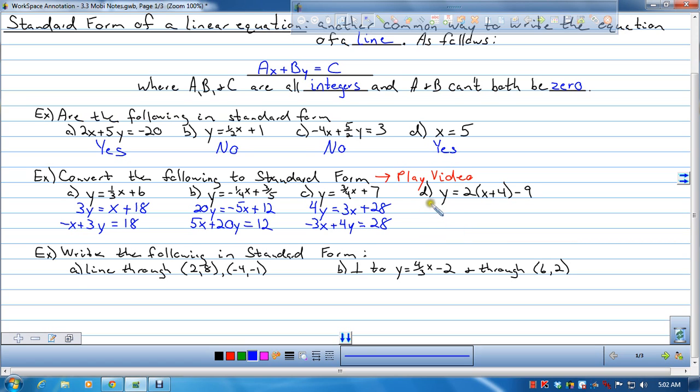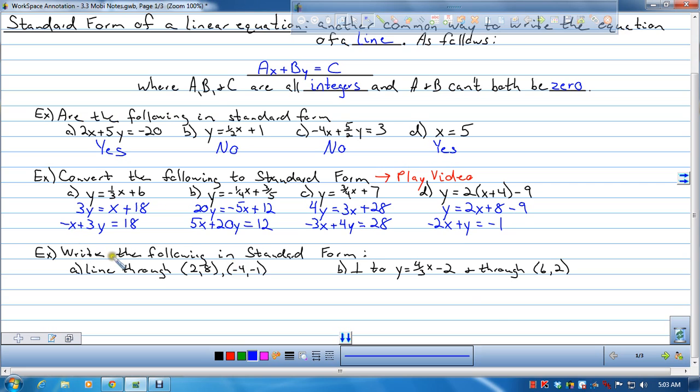and I'm still done. So hopefully you would recognize that the first thing I would want to do is distribute the 2. 2x plus 8, and then I'm subtracting 9 out here. And I'm going to do two steps at once. I'm going to move the 2x over, so negative 2x plus y equals, I would have 8 minus 9, which would give me a negative 1. All of those four are now in standard form. Okay.